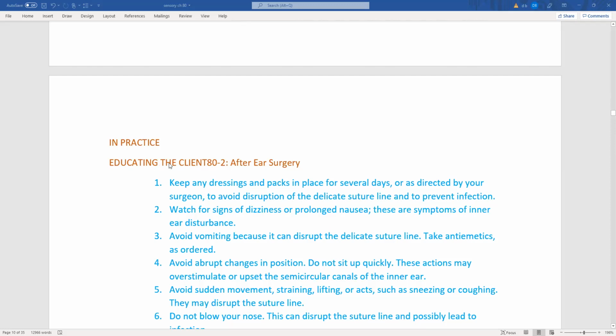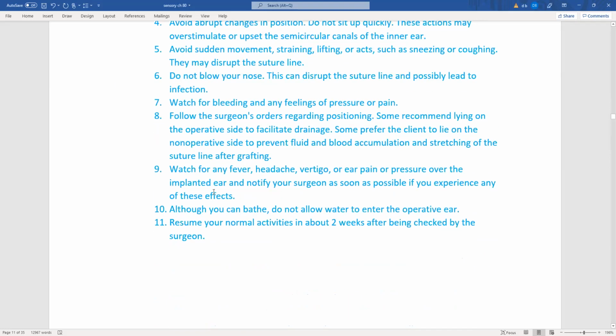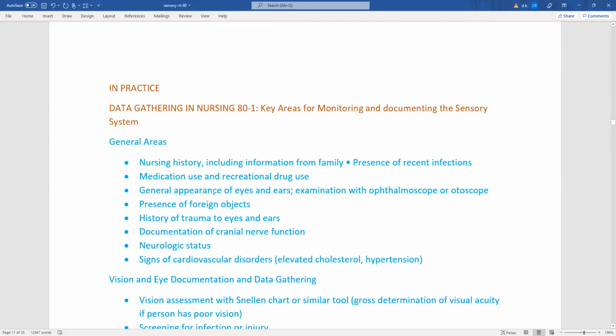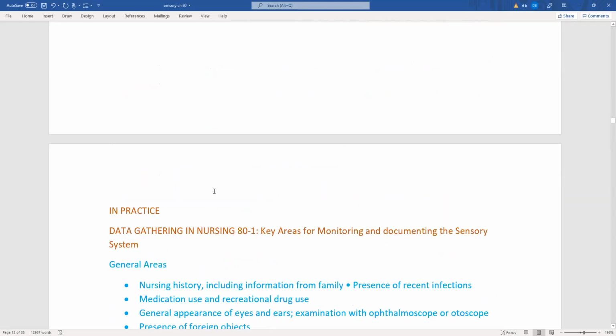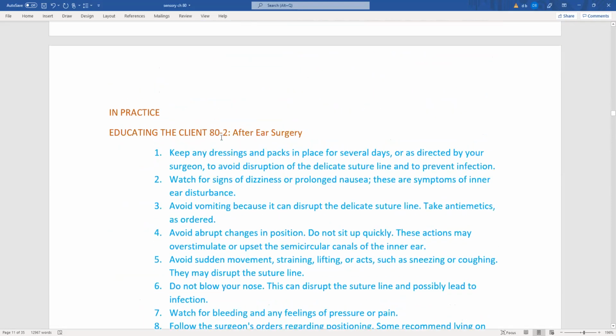So, in practice, educating the client after ear surgery. Okay, since I put this one up there, I'm going to go on and read it. I cannot believe I didn't put that up. I didn't put that other one, the eye surgery one. I didn't put it, but y'all know what page it's on. I'm going to add it in here. It's just not going to be on the video.